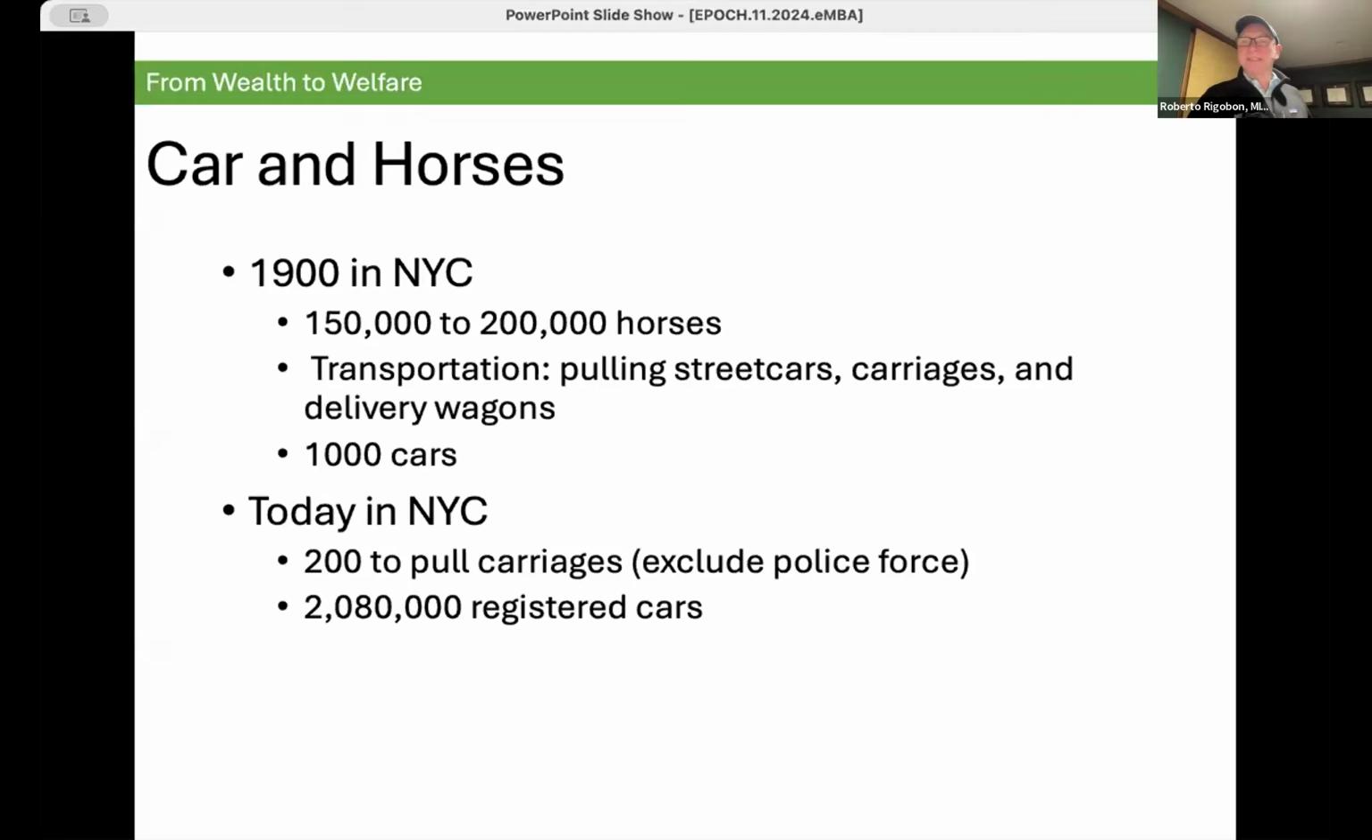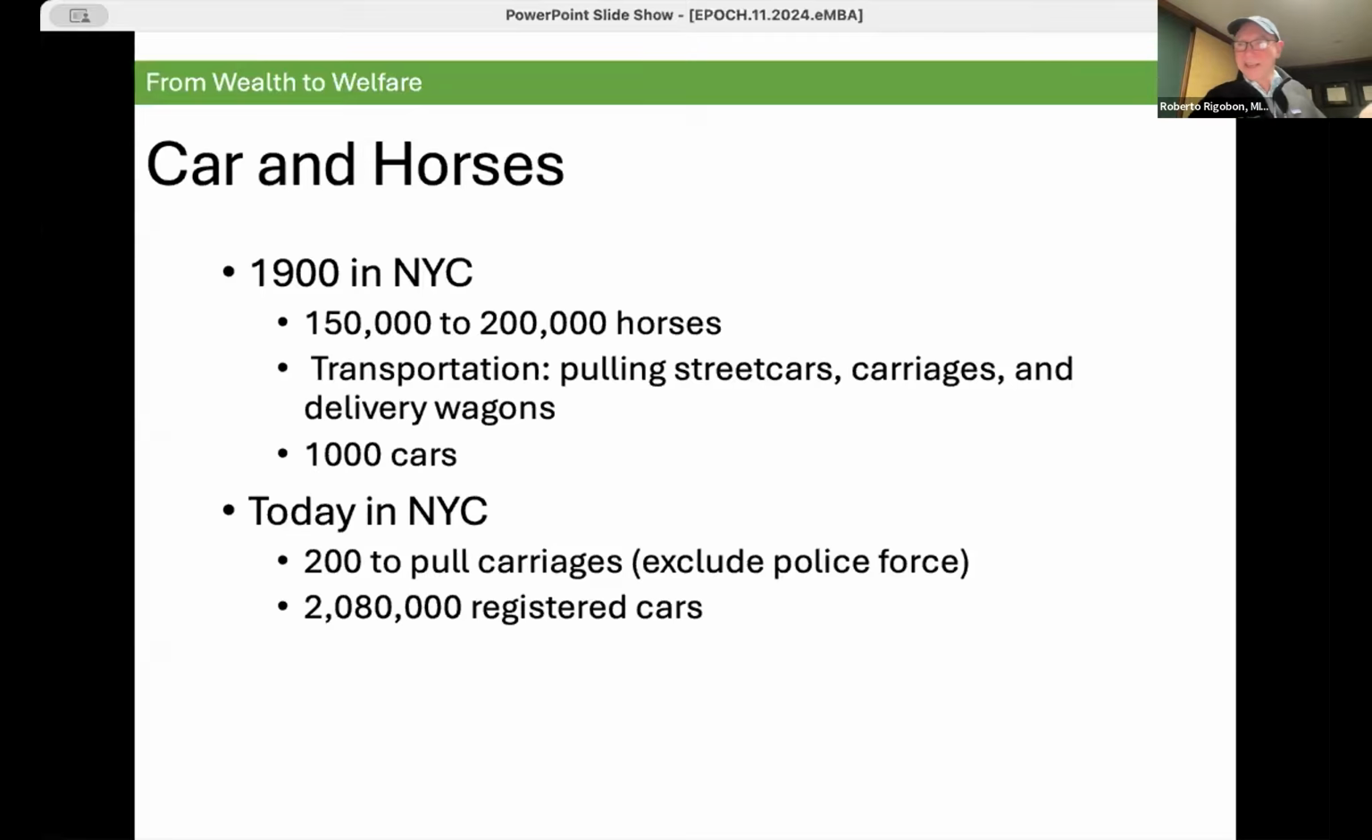And we only had 1,000 cars that were registered. The data that I have is a little bit less than that, but let's just say that we have 1,000 cars. Today in the United States, we only have 200 horses. They're mostly in Central Park and stuff like that. And there are some that are on the police force, but they didn't give me the number, so I don't know.